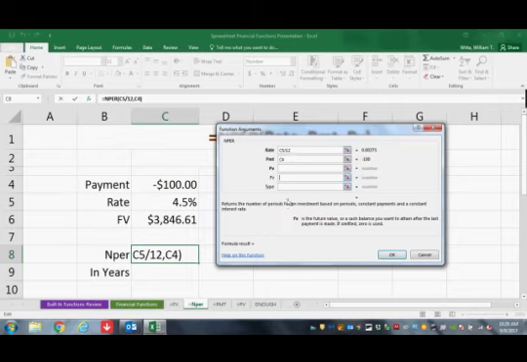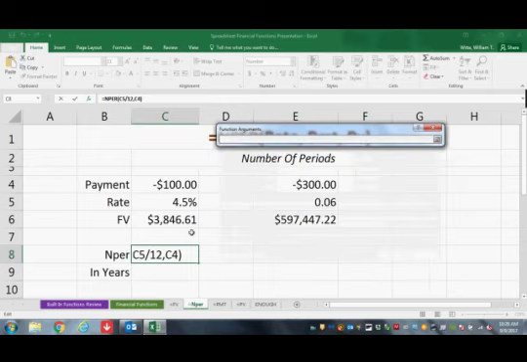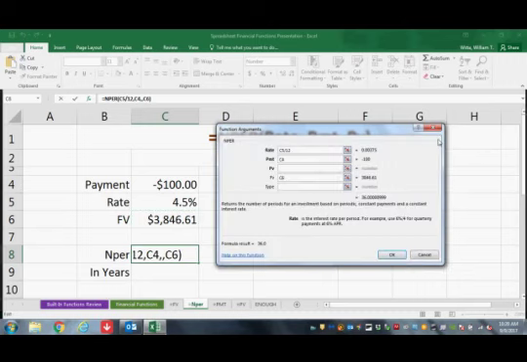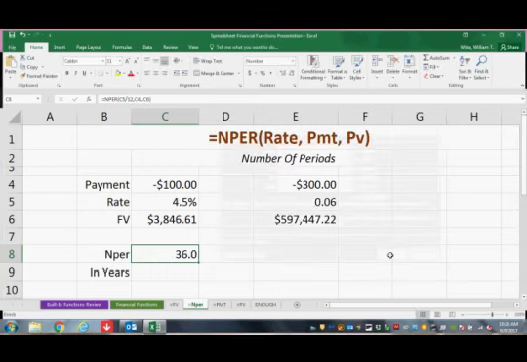I want to save that much, so we're not going to answer the present value. We're going to answer the future value. The present value would be if you already had some money. So I'm going to point to the future value, which is a positive number, hopefully, and I can see the result, which remember is the number of periods. Let's say OK. So I need 36 periods.